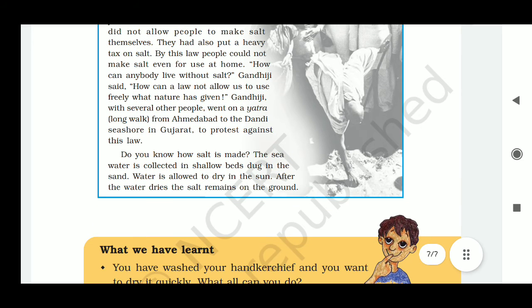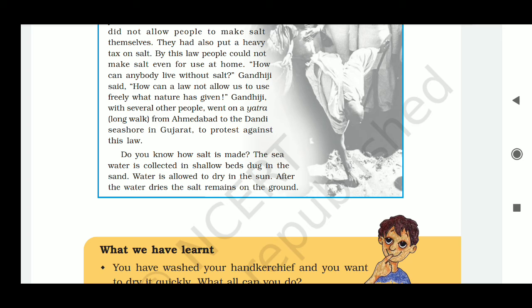So Gandhiji with several other people went on a yatra from Ahmedabad to the Dandi seashore in Gujarat. We are talking about Gujarat, where this Dandi March was carried out, to protest against this law. In order to get rid of the harsh law regarding the use of salt, a protest was organized by Gandhiji, which was purely non-violent, and it was about the welfare of the people.